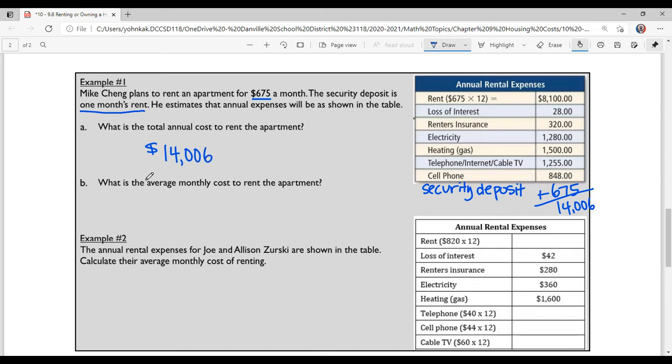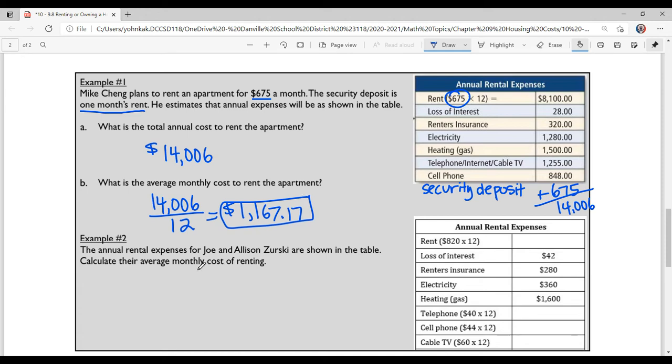If I want to find the average monthly cost to rent the apartment, I take the annual cost, $14,006, and I divide by 12. That's going to give me $1,154. No, my bad, I apologize. $1,167.17. So remember, your rent is $675, but you're going to pay another $500 or so in insurance, utilities, all sorts of other stuff.